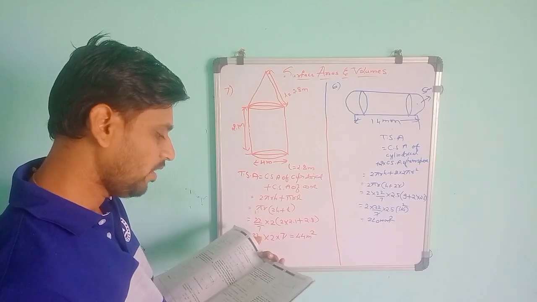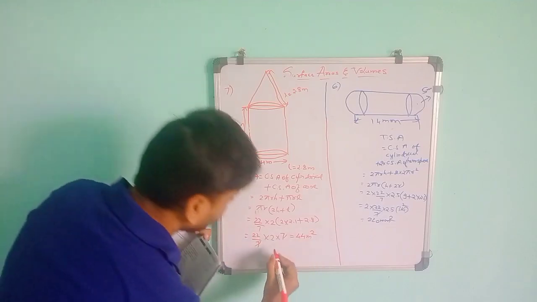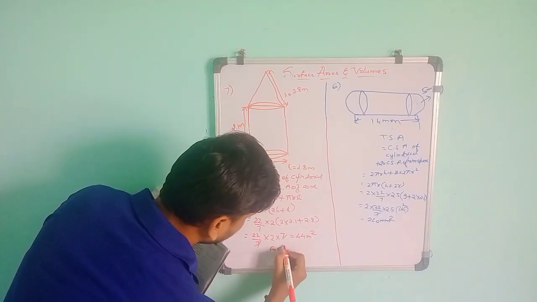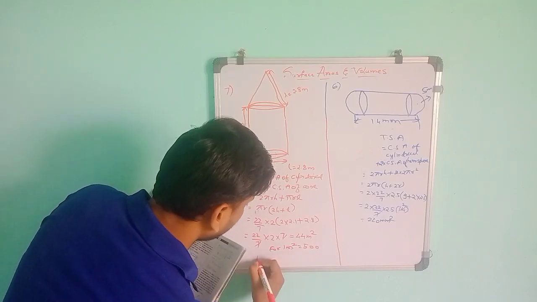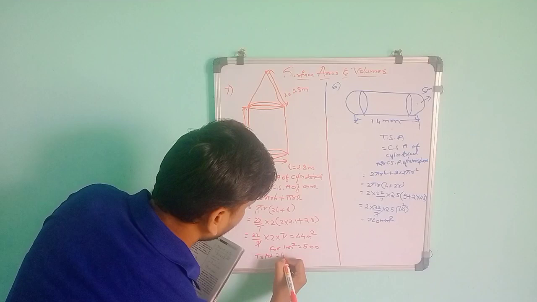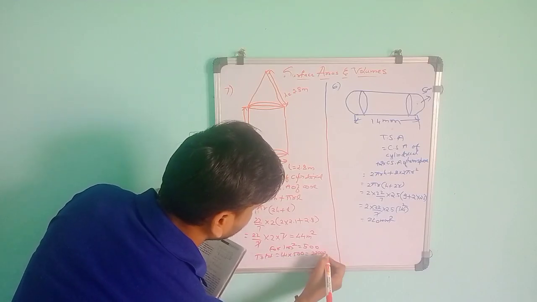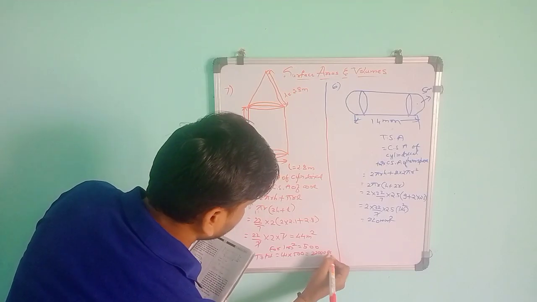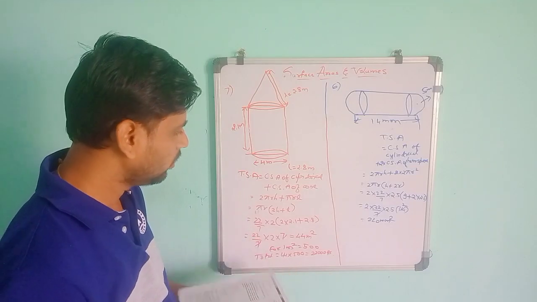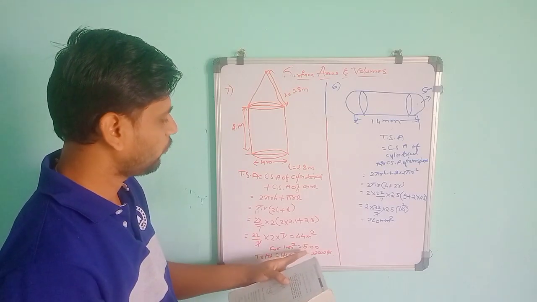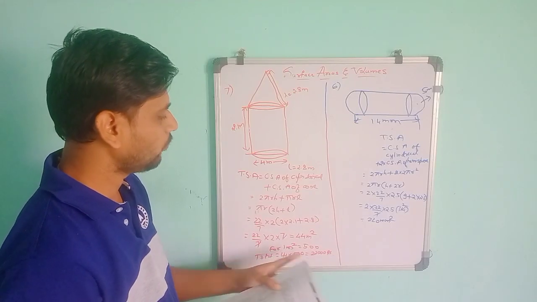But they told us to find the cost of the canvas of the tent at the rate of rupees 500 per meter square. So for 1 meter square it is 500. So for the total, 44 will be 44 into 500. This will give you 22,000 rupees. So the cost of the canvas will be rupees 22,000. Because for 1 meter square it is 500, so for 44 meter square it will be 44 into 500, that will give 22,000 rupees.